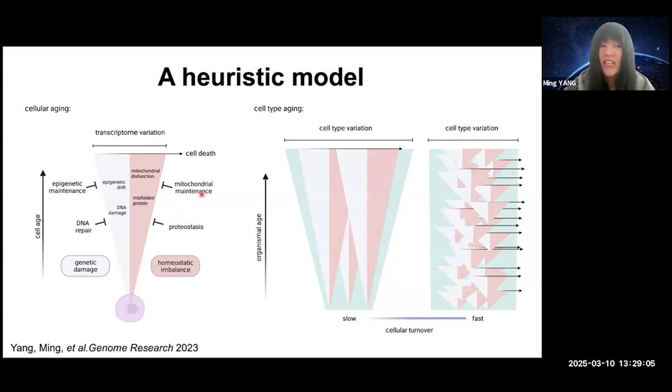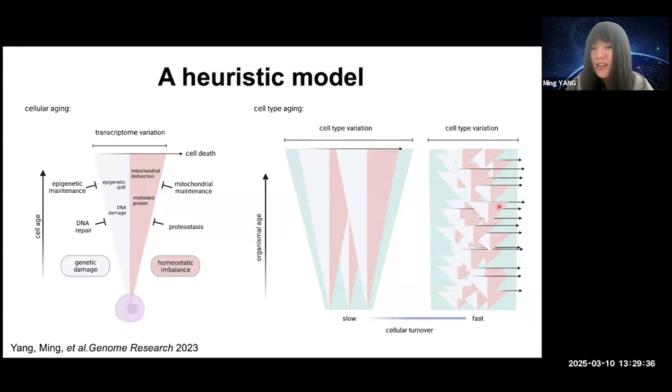And if we change our view from this aging pattern at a single cell level to the organ level, we can see that for an organ or tissue system which has very slow turnover, the cells age together with the animal's age. And to cope with all those accumulated damages, the cells indeed activate a lot of pathways to clear those damages. This is a strategy for slow turnover cells, but clearly not a strategy for fast turnover cells.